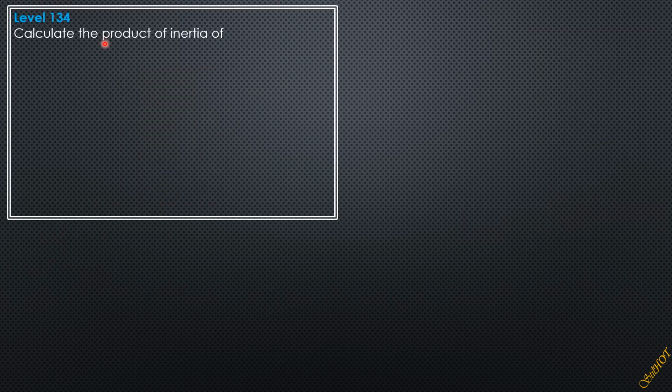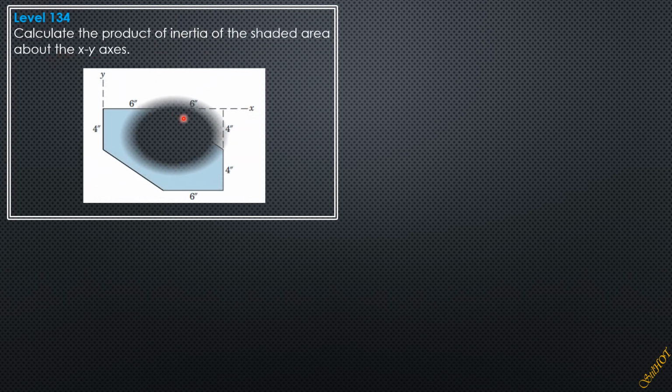Level 134, calculate the product of inertia of the shaded area about the xy axis. So here is the figure. So for our solution, we recall from previous slides that we already derived the product of inertia for triangles in this orientation. No problem with the rectangle. This orientation, with respect to the xy axis, is b square h square over 24 positive, but with respect to the centroidal axis, negative b square h square over 72.